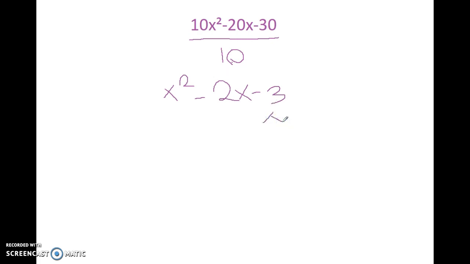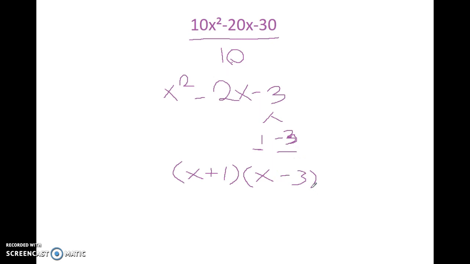And remember that it's negative 3, so one number is going to be negative, one's going to be positive, and it's negative 2, so the larger term is going to be negative. So we have 1 and negative 3. 1 and negative 3 are the factors that add together to equal negative 2. So now we're just going to put it in factored form. So we have x plus 1, which is positive, and then x minus 3 because it's negative.